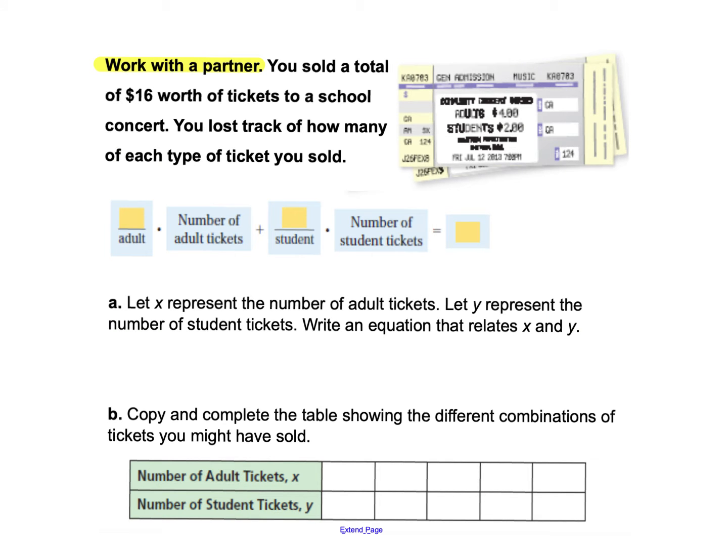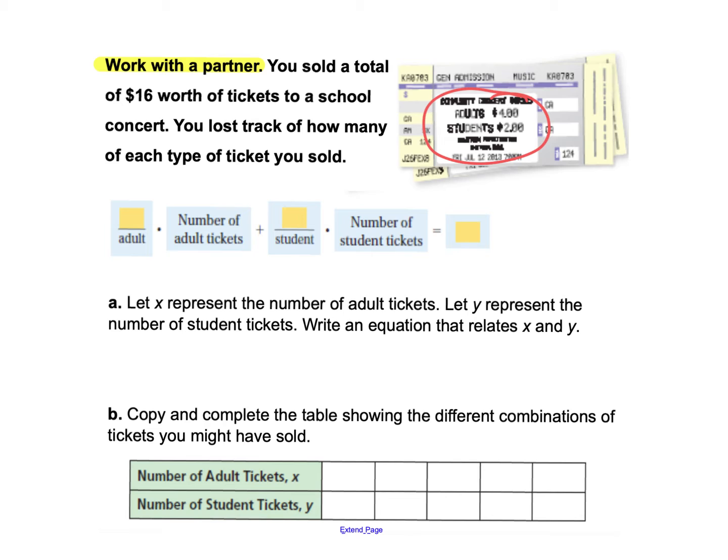So we're going to do this together. It says to work with a partner, but we're going to do it together. You sold a total of $16 worth of tickets to a school concert. You lost track of how many of each type of ticket you sold. So we need to look up here because we're going to need this information.